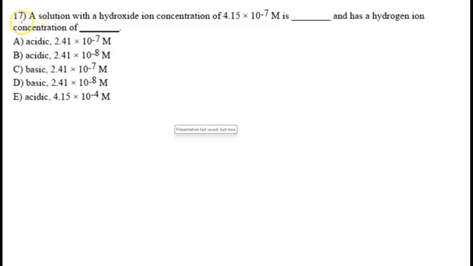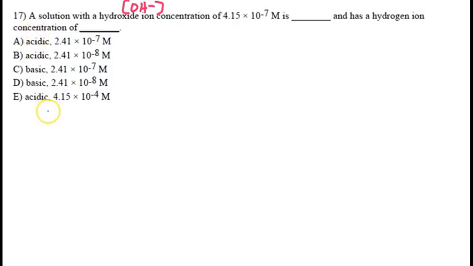For number 17, it states a solution with the hydroxide ion concentration. Automatically, I'm going to write OH- concentration here, and it tells me that it has a hydroxide ion concentration of 4.15 times 10 to the negative 7 molar is what? Right? So they want us to know basically whether or not this solution is going to be acidic or basic. Since we're given the OH- concentration, we can go ahead and get the pOH, and we can use the pOH to figure out the pH. Depending on the pH value, we can say whether or not it's acidic or basic.